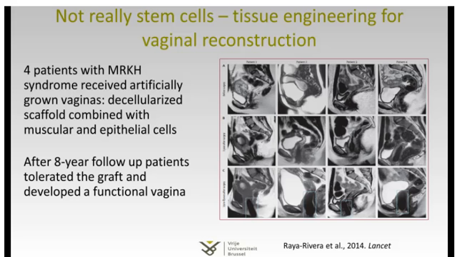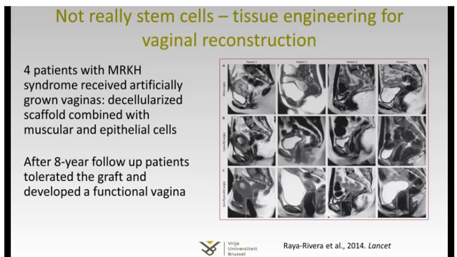And we can see here the beginning of the treatment, and in the last row, an 8-year follow-up, so a very long follow-up. All those four patients, after 8 years, tolerated the graft and developed a pretty much functional vagina. So this is really a stunning result.